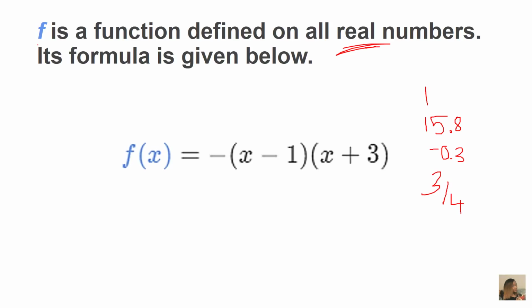Real numbers are called real numbers because they're not imaginary. An example of an imaginary number is something like i, which is defined as the square root of negative 1. Okay, so the formula for f is given below, where f of x equals negative x minus 1 times x plus 3.